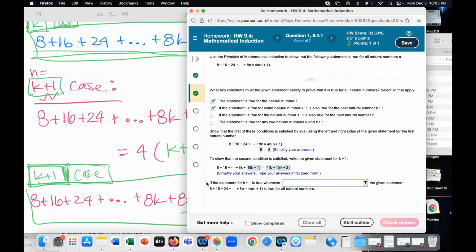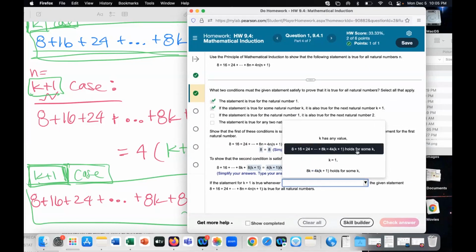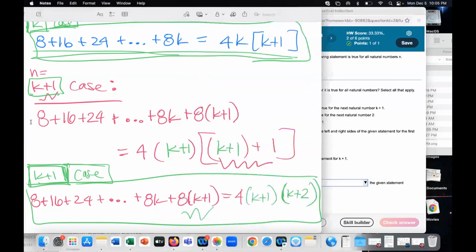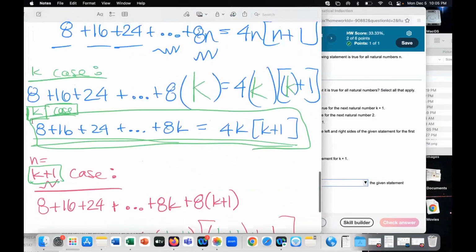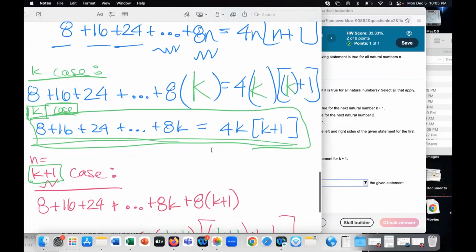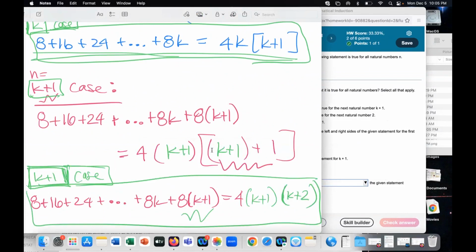Now they're having you restate this. They're having you restate real quick. So let's just read it together. If the statement for k plus 1 is true whenever blank, the given statement blank is true for all natural numbers. So k plus 1 is true whenever this is your k holds for some k. So it's the statement that we had for the k case up here, the regular k case. That's what the statement is they're looking for there. So they're out of order, but for me, it makes sense to create them in this way.